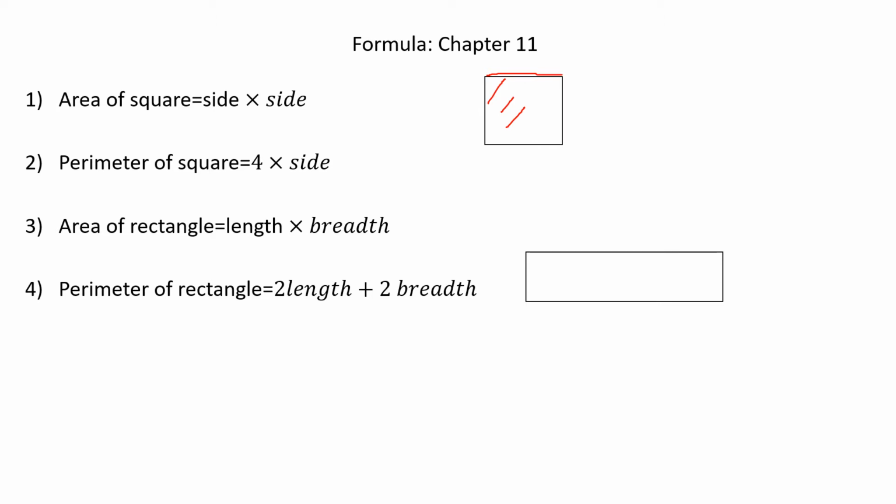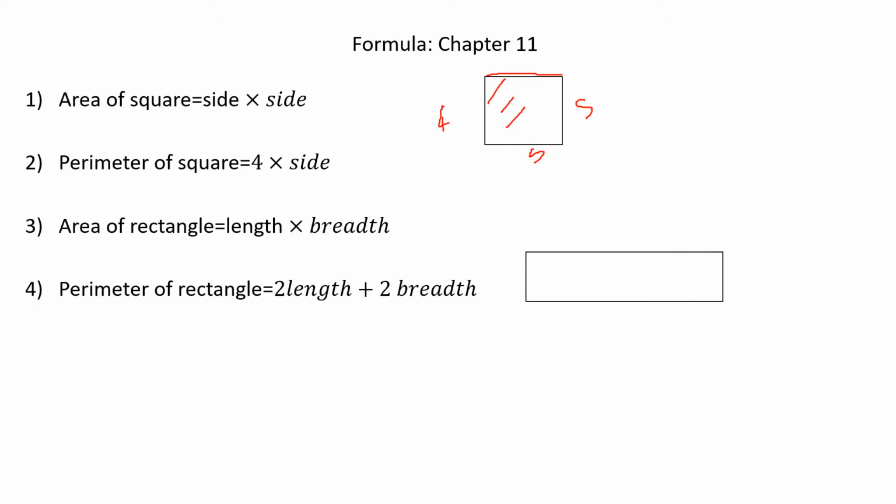Okay, so the area of a square means side into side. You all know a square has all four sides equal. So area of a square, what is the formula? Side into side. Perimeter means the boundary, right? In a square, how many sides are there, children? Four sides. So 4 into side is the perimeter of a square.